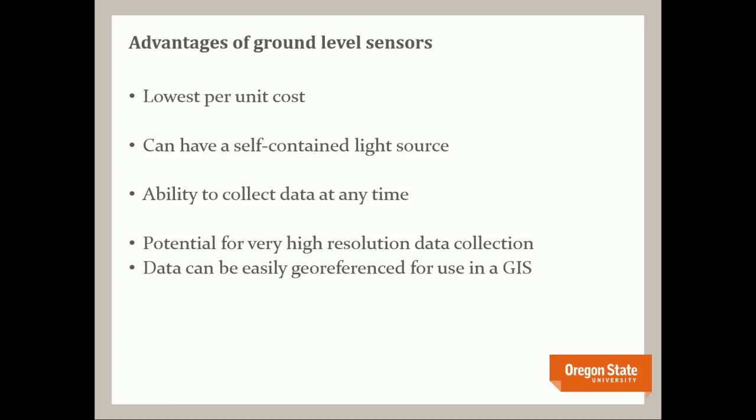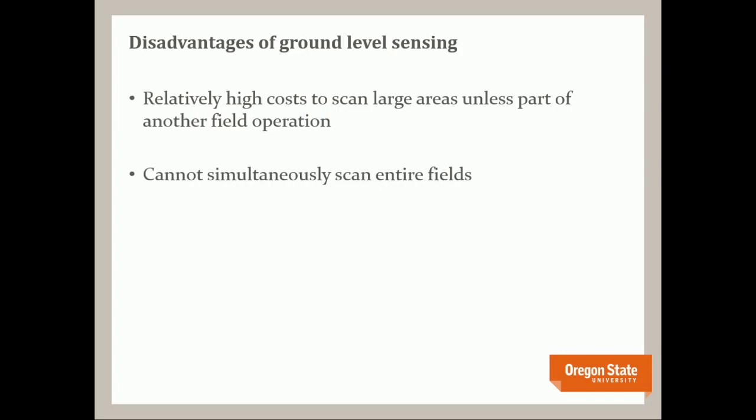Advantages of ground level sensors: lowest per unit cost, can have a self-contained light source, ability to collect data at any time, potential for very high resolution data collection. Data can be easily georeferenced for use in GIS. Disadvantages of ground level sensing are relatively high cost to scan a large area unless part of another field operation, and it cannot simultaneously scan the entire field.